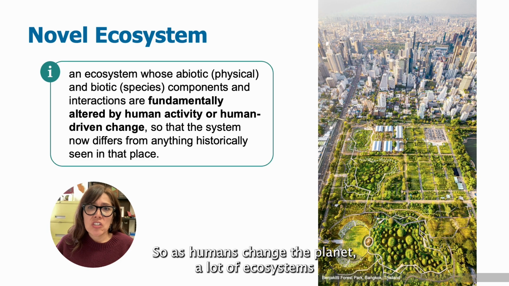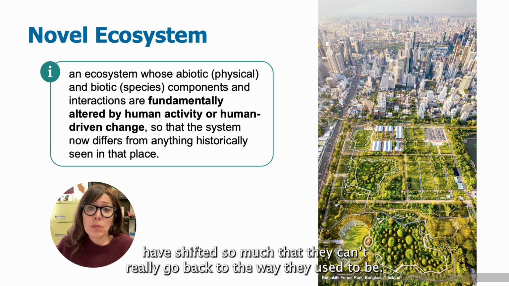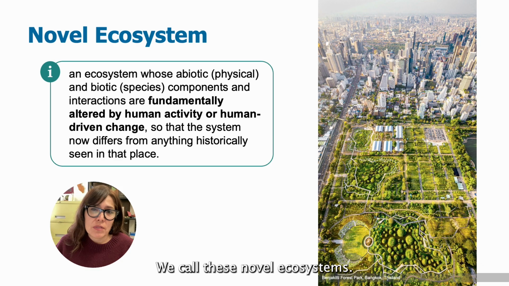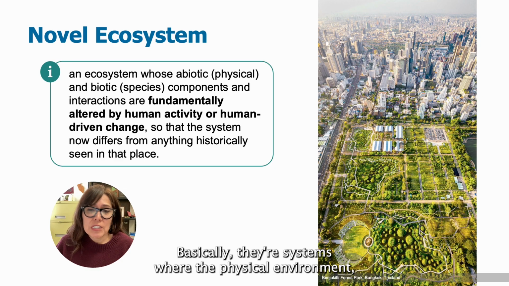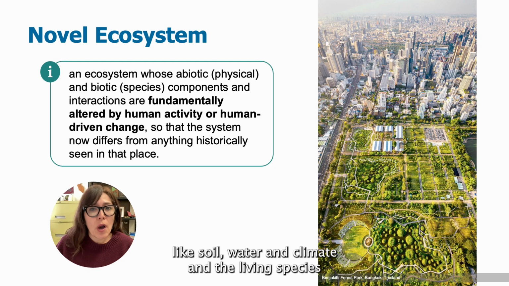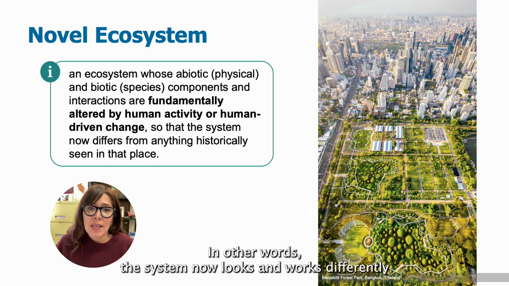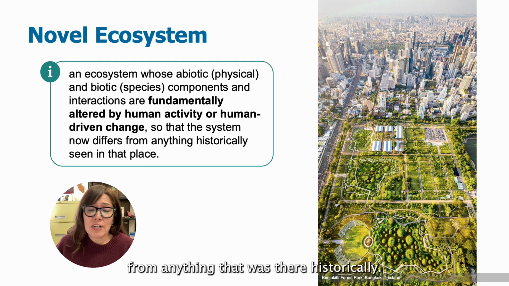So as humans change the planet, a lot of ecosystems have shifted so much that they can't really go back to the way they used to be. We call these novel ecosystems. Basically, they're systems where the physical environment, like soil, water, and climate, and the living species and how they interact have all been changed by humans. In other words, the system now looks and works differently from anything that was there historically.